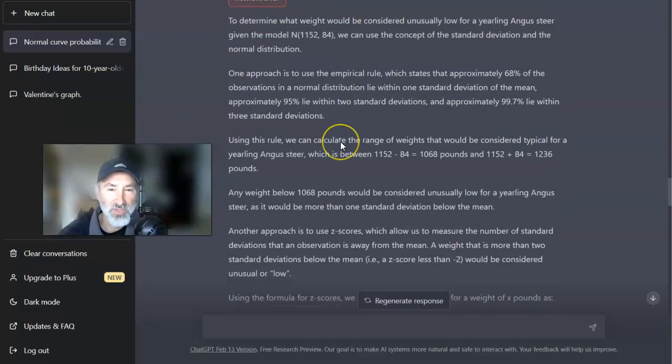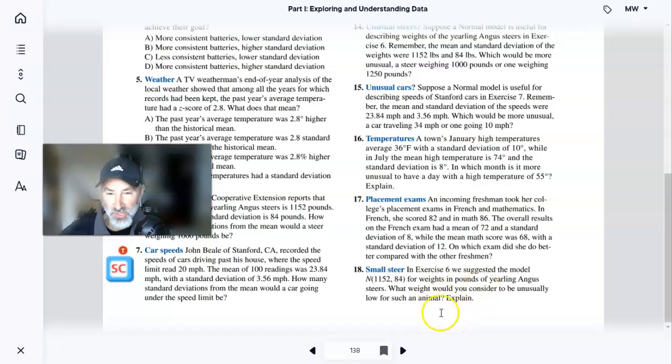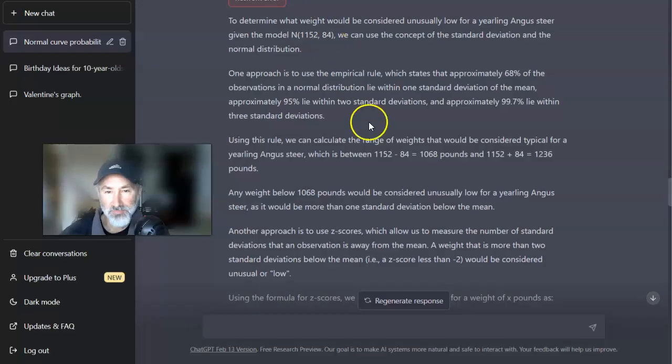It's kind of interesting. It started to answer my question: if you have a normal distribution with a mean of 1152 and a standard deviation of 84, what weight would you consider to be unusual for a steer? Steer, I believe, is a cow. So if the cows averaged 1,152 pounds and had a standard deviation of 84, what weight would you consider to be unusually low? So let's take a look.